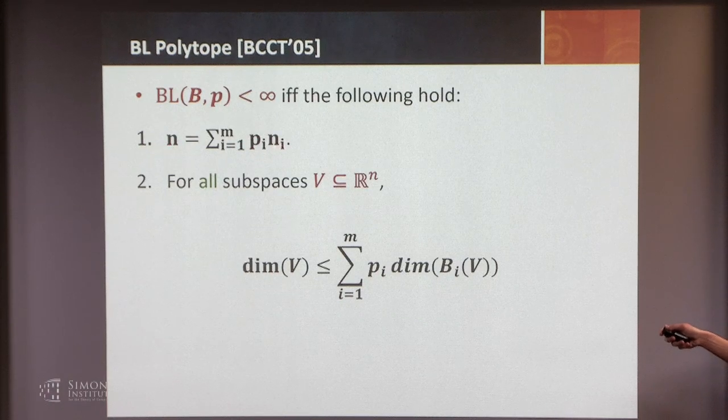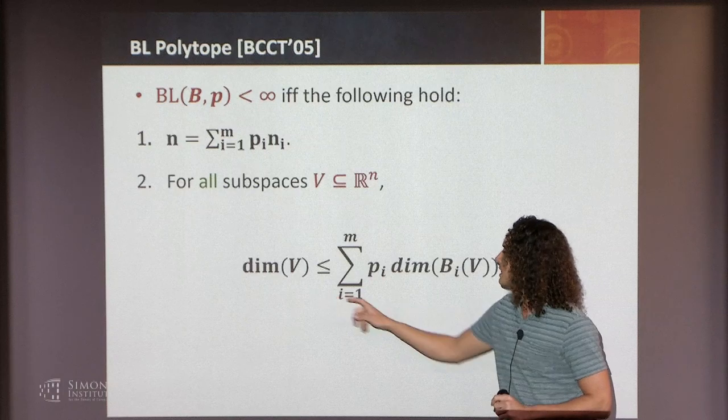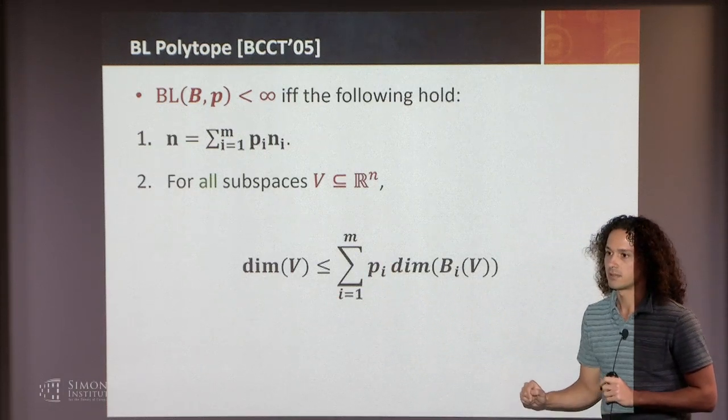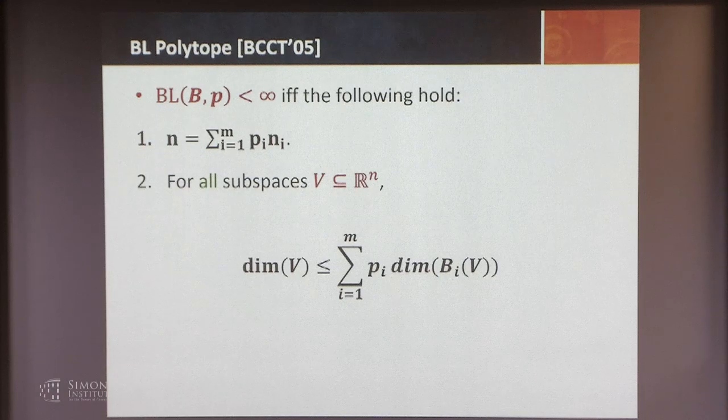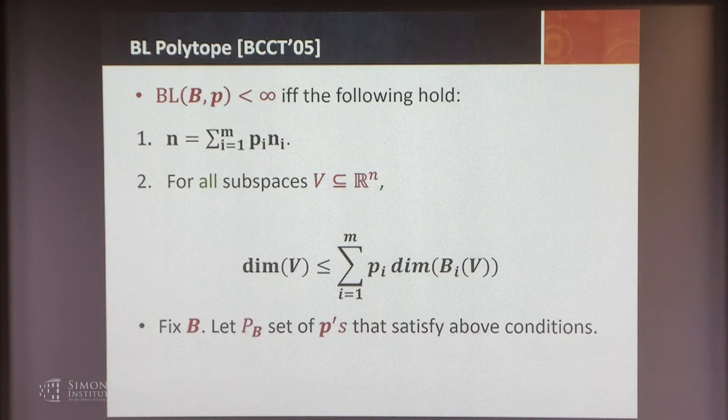n is equal to the weighted sum of the n_i's. And for all subspaces V, the dimension of V is less than or equal to the weighted sum of the dimensions of B_i V. So condition 1 just says the sum is an integer. Yes, but it has to be equal to n. That's the dimension for the second statement. And if you remember the shrunk subspace, this is also looking a lot like a shrunk subspace, right?